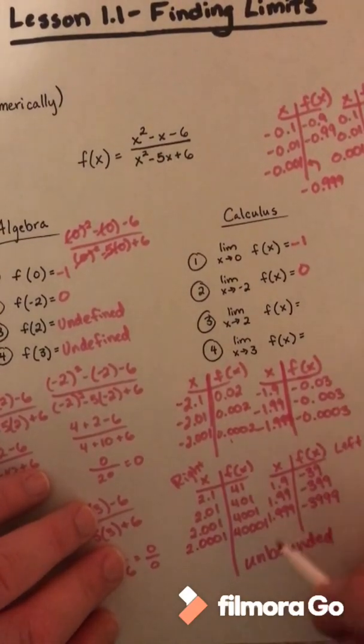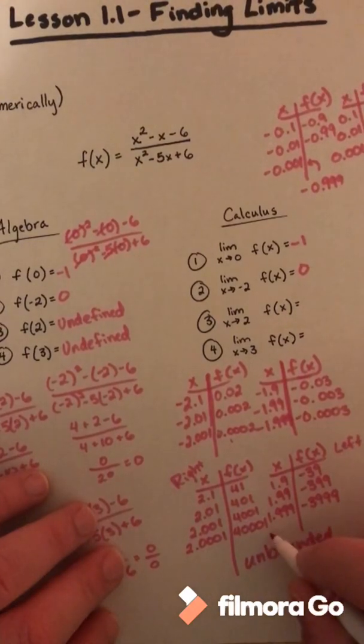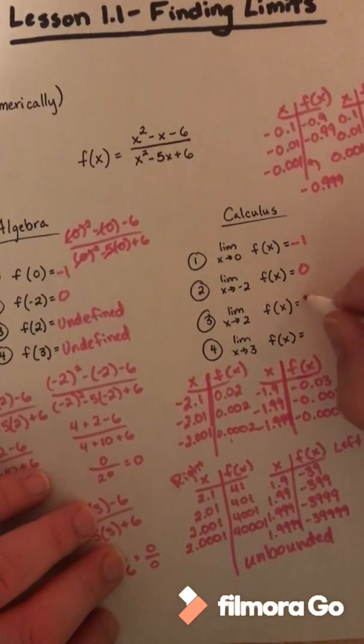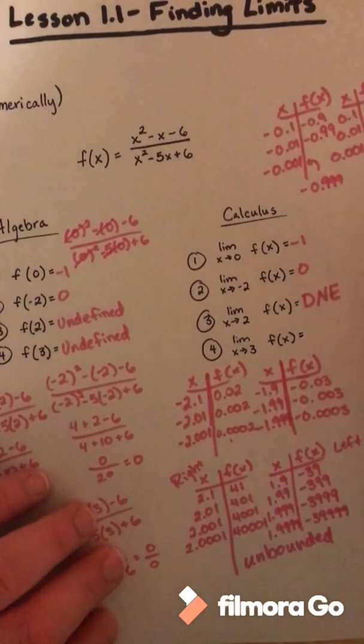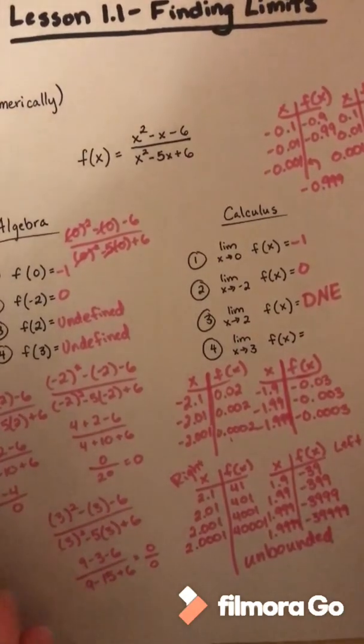When I plugged in 1.9, 1.99, 1.999, I got negative 39, negative 399, negative 3,999. I even plugged in another one, 1.9999, and I got negative 39,999. So these are also unbounded, but unbounded toward the negative. One's going up really fast, the other one's going down really fast. So in this case, they're not approaching any particular number, nor are they going in the same direction. One's going up, one's going down. So this will be a does not exist.